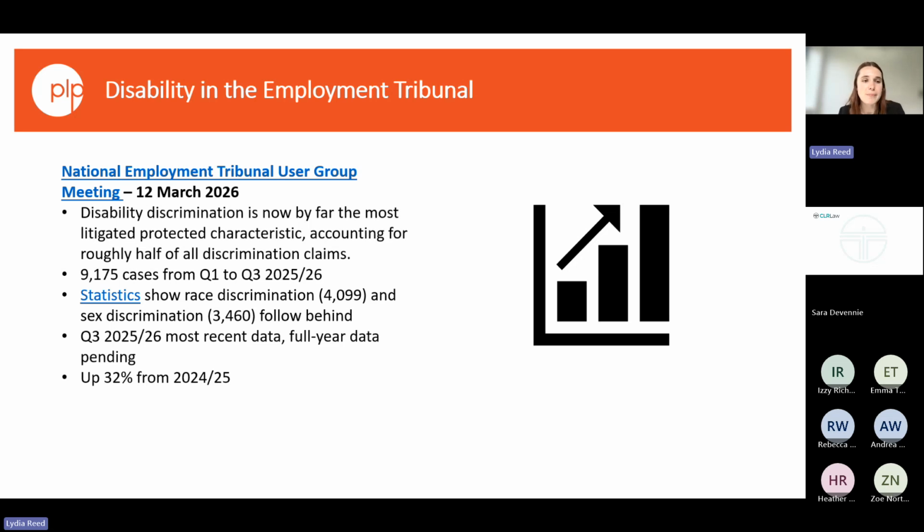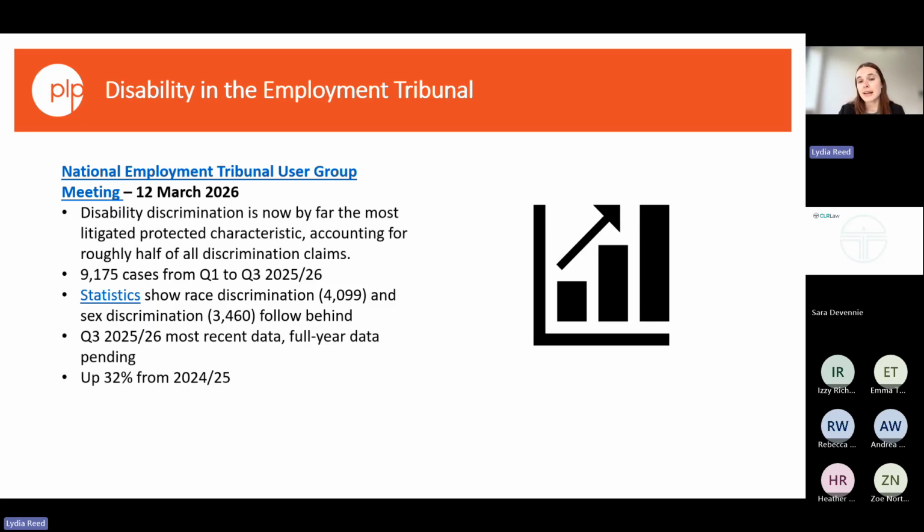The statistics for 2025 to 2026 are not yet complete, but from the statistics we do have so far, from the first quarter to quarter three, there are 9,175 cases of disability discrimination. Compare that to the second and third place, as it were, with race discrimination claims coming in at 4,099 and sex discrimination claims just below that at 3,460.